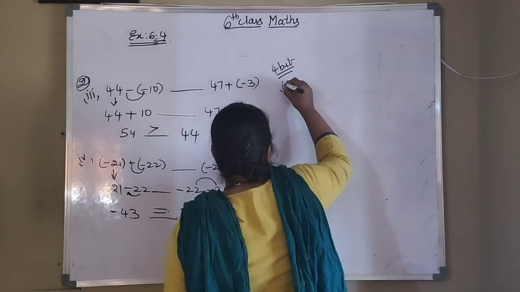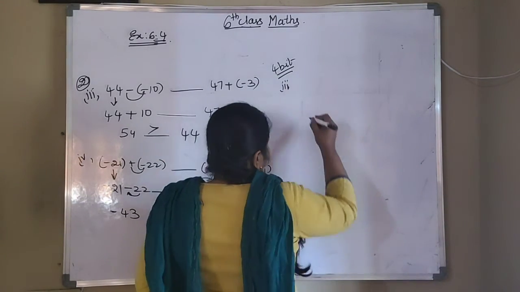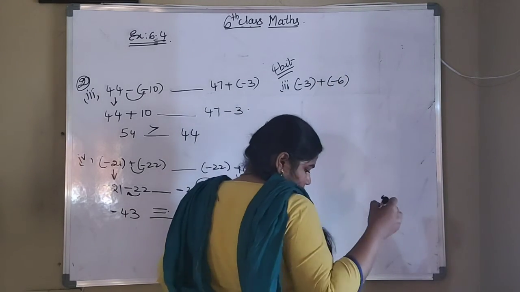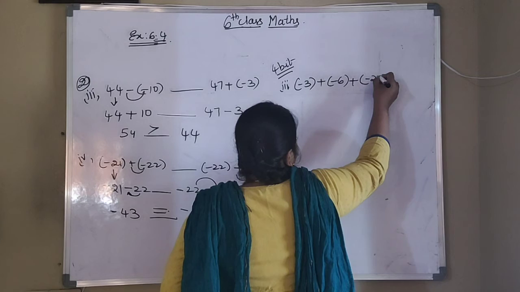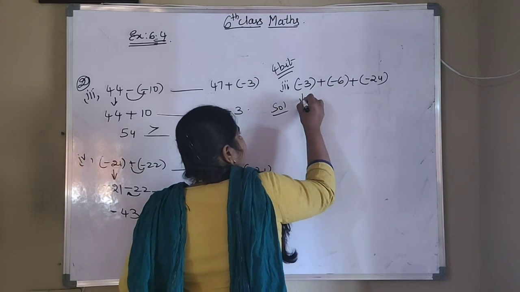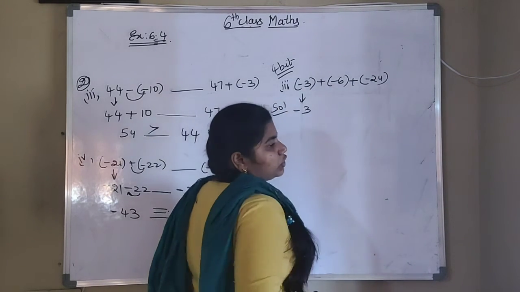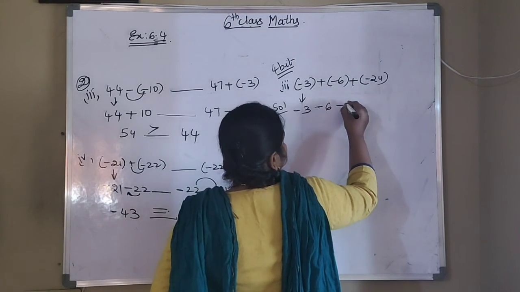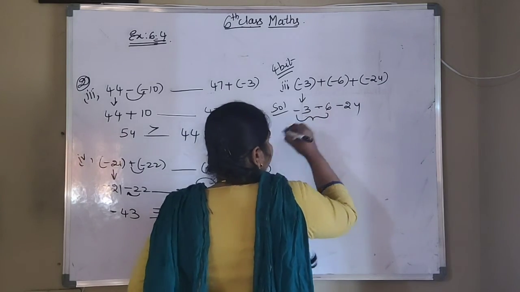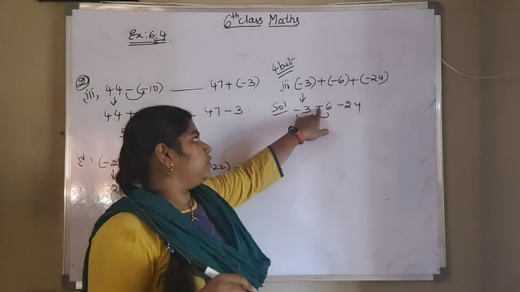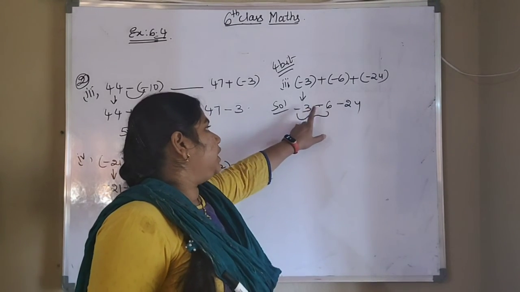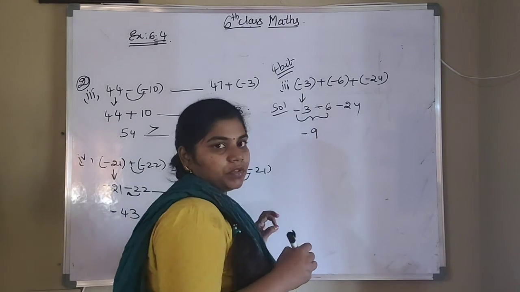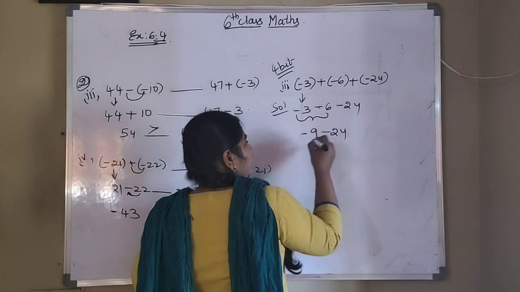So here third one is what? That is minus 3 plus of minus 6 plus of minus 24. So first integer you write as it is, double signs you make it into single sign. So plus into minus is minus 6, plus into minus is minus 24. Now first two values you solve. So minus into minus plus. So 3 plus 6 will be 9 and bigger number sign is what here? Minus. Okay. Just write this minus 24 as it is.